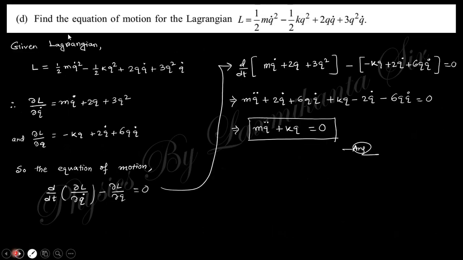So the answer is 1 and 3. Next question, find the equation of motion of the Lagrangian which is given here. So this L is given here. You know the Lagrangian equation of motion is d/dt of del L del q dot minus del L del q equal to 0. So you just find del L del q dot. You can see there is 2q dot, so you will get m q dot plus 2q plus 3q square. And del L del q, the partial derivative with respect to q, you will get minus kq, and there is 2q dot and there is 6q dot. So you just put this value and you can easily find this equation of motion.